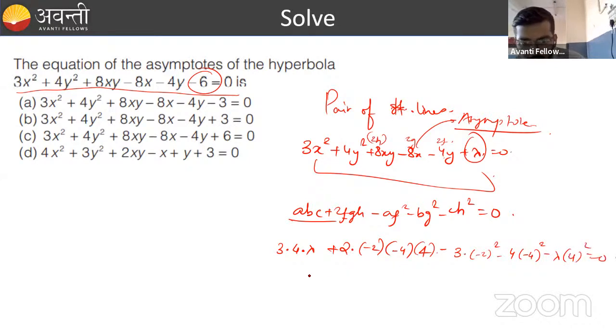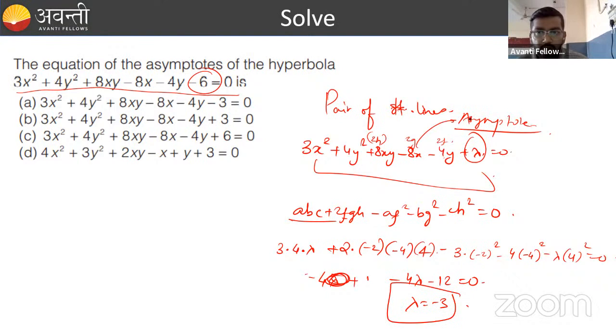When we solve this, we get minus 4 lambda minus 4 lambda minus 12 equals 0. So lambda comes out to be minus 3. So the equation of the pair of asymptotes will be this, option A, because lambda is minus 3.